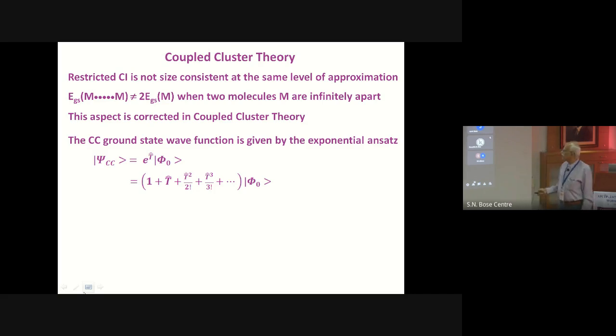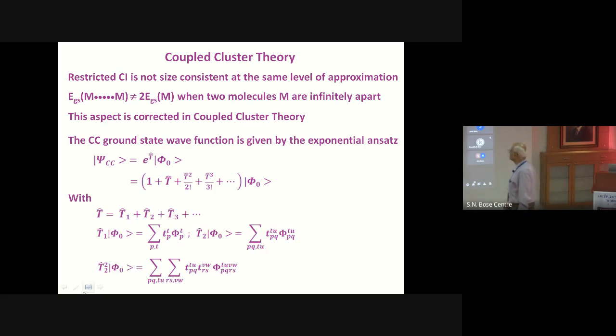Which means if you have two molecules, then T squared takes care of doing single CI on both the molecules, and so on and so forth. That's the reason why it will be size consistent. T itself is a sum of various different kinds of excitation, T1, T2, T3, etc. So T1 operating on psi naught will give me the singles, which is the same as CIS that I had before.